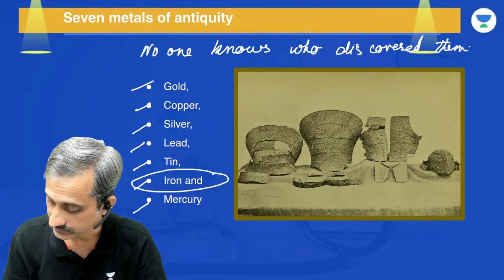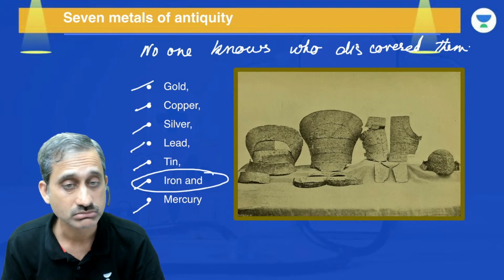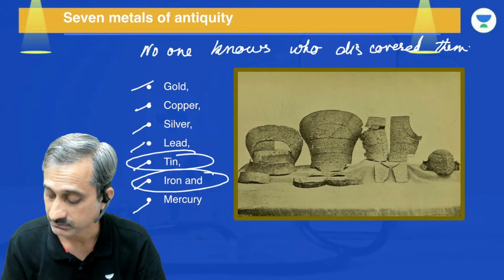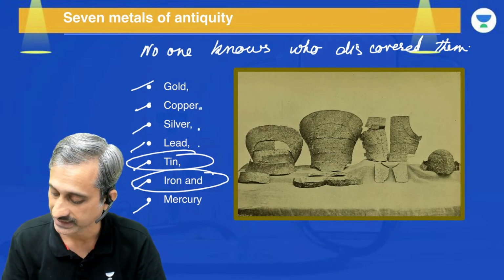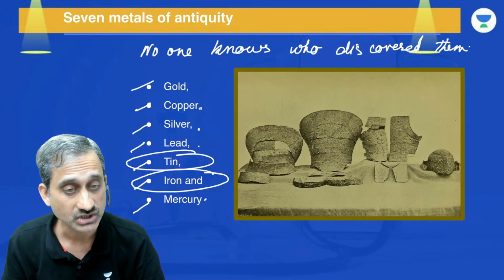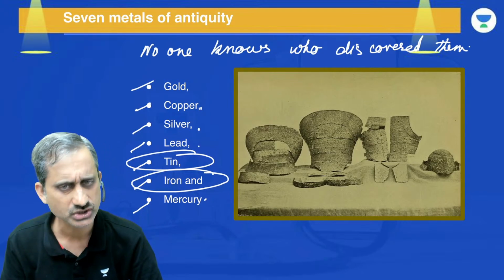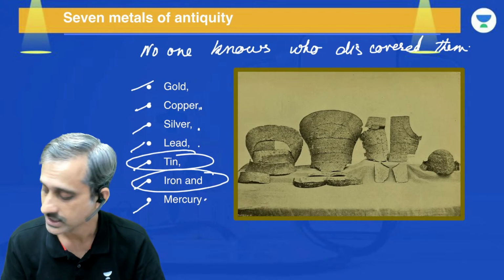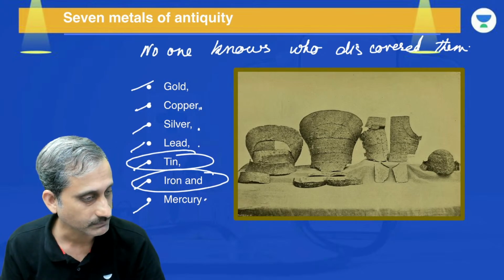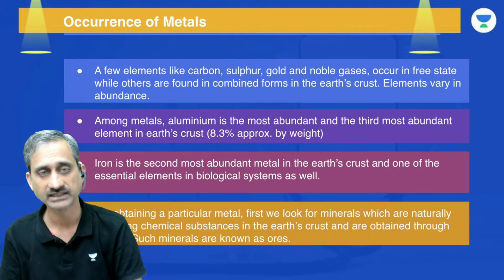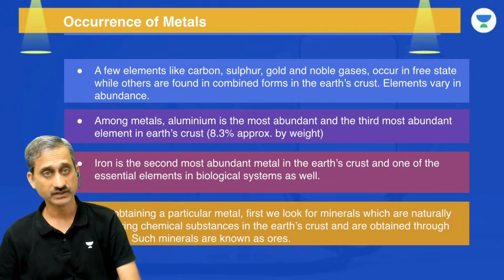Now, iron and tin were discovered much later. Gold, copper, silver, lead, and mercury were discovered much earlier because these metals are much less reactive, so extraction of these metals was quite easy. And that is what we are going to do in today's chapter. We are going to understand which metals can be extracted easily and which metals are difficult to extract.